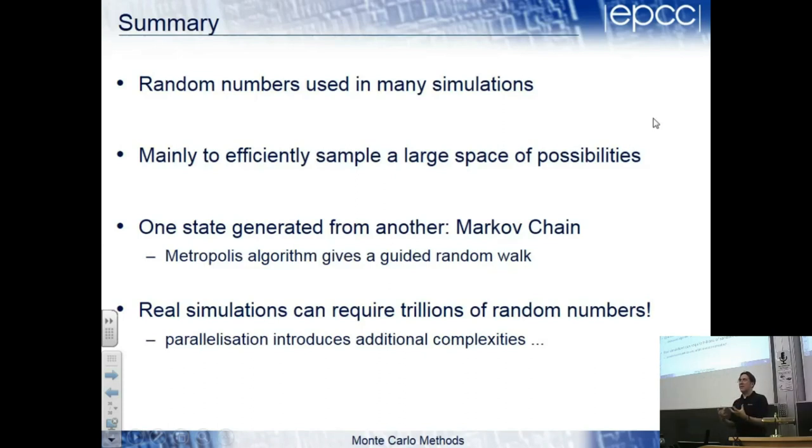I have to subsample it. That's fine. But I can't take a random subsample. I have to choose a sample which is representative. And that's where Markov chain comes in.